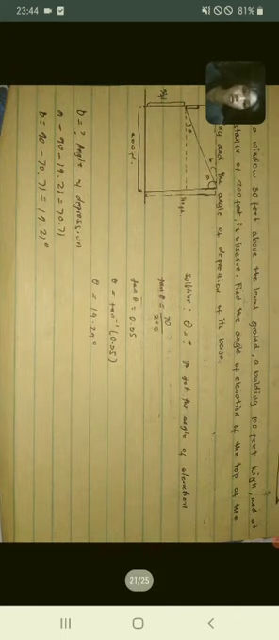We're going to find how wide the street is from building to building. So my answer is 63.14 ft.